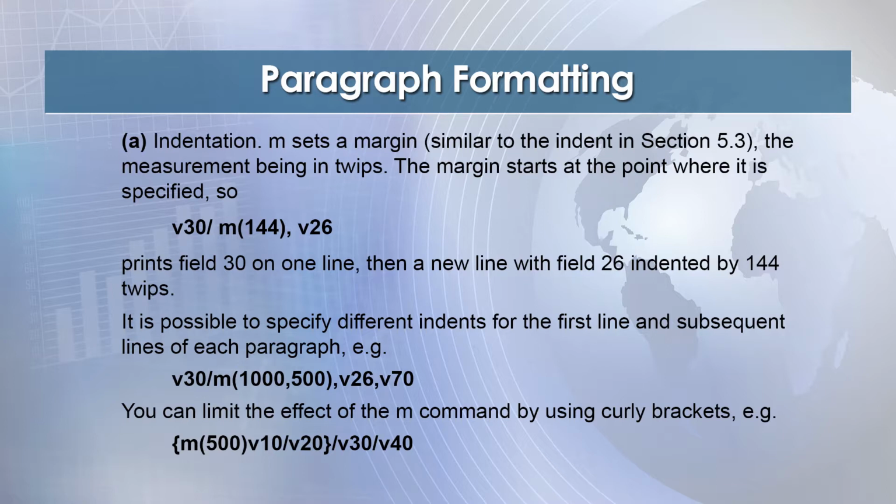So, here you see in this example, I want V26 to start with 144 TWIPs. So, I have to give the command M within brackets with the number of TWIPs. It can be very complex also. If you see the next example, I want V26 to start with 1000 TWIPs and the continuation of line, that is the second line onwards, starts with 500 TWIPs.